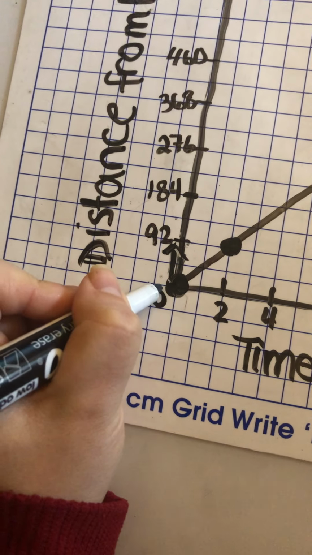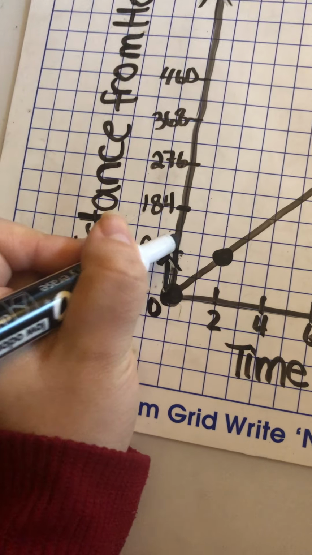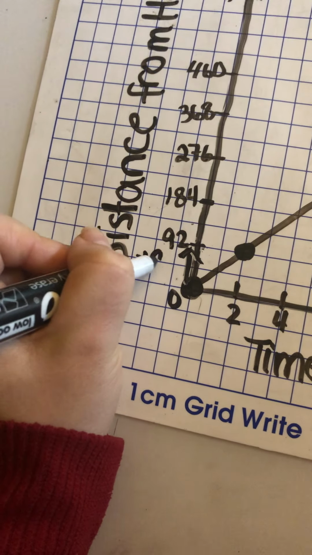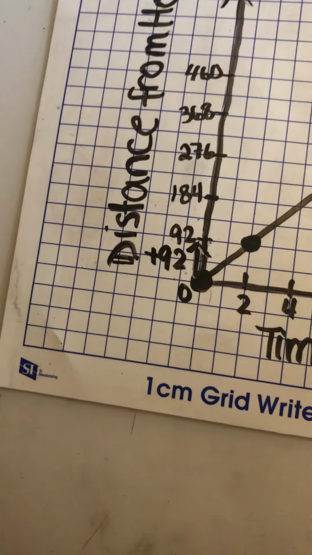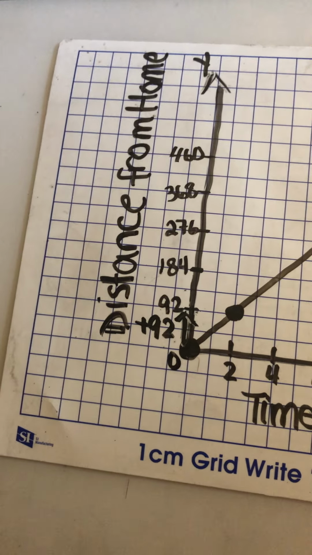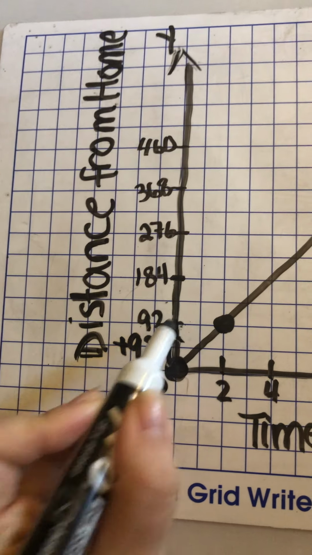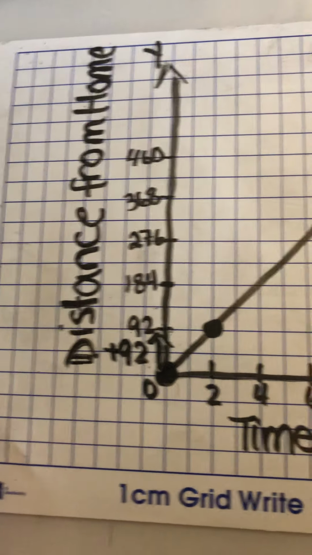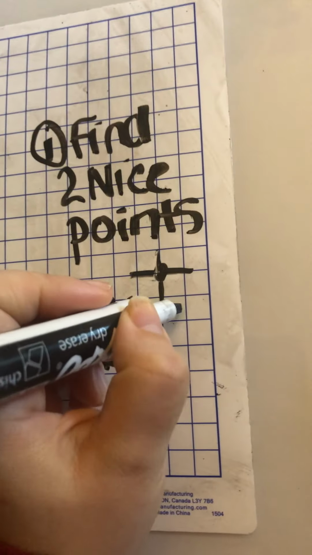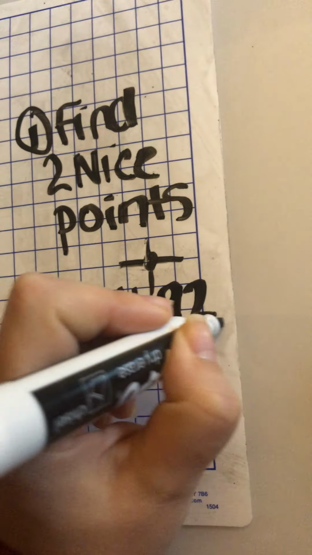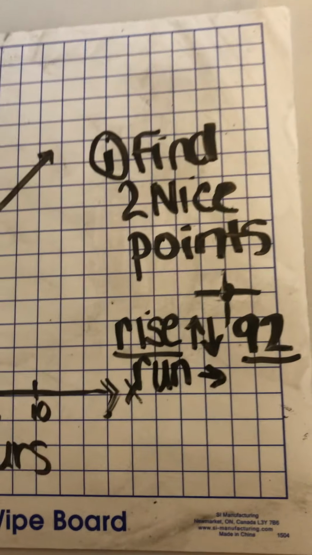So we're going from 0 up to 92. So this rise is plus 92. Not plus 2 because there's two boxes. It's plus 92 because we went from 0 up to 92. So this increased by 92. So right now my rise is 92. I'm going to put that here. And it's positive because we went up.